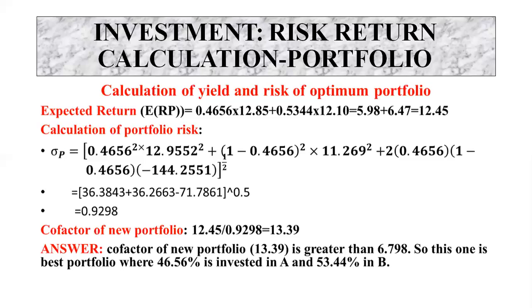In the previous portfolio, 6.798 was the cofactor. But the new portfolio that we have developed with the help of the optimum mix, it is 13.39. So we can conclude that if we develop a portfolio of 46.56% of security A, that will be the best one. In the next lecture, we will continue further.